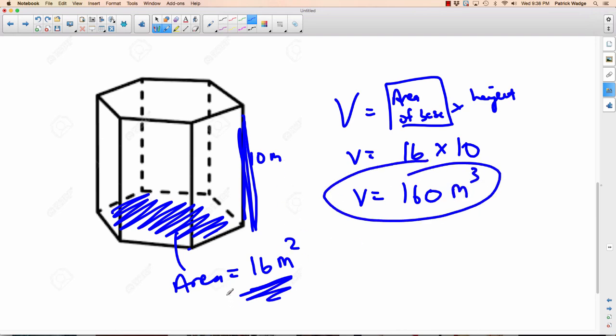So there are some questions like that where they give you the whole area of the base, and you just have to multiply that amount by the height. All right, it's pretty fast.